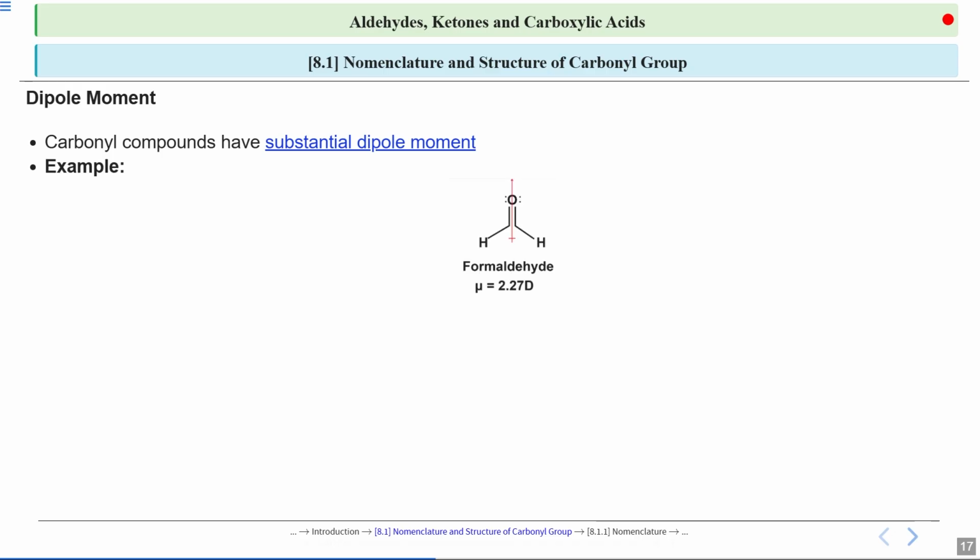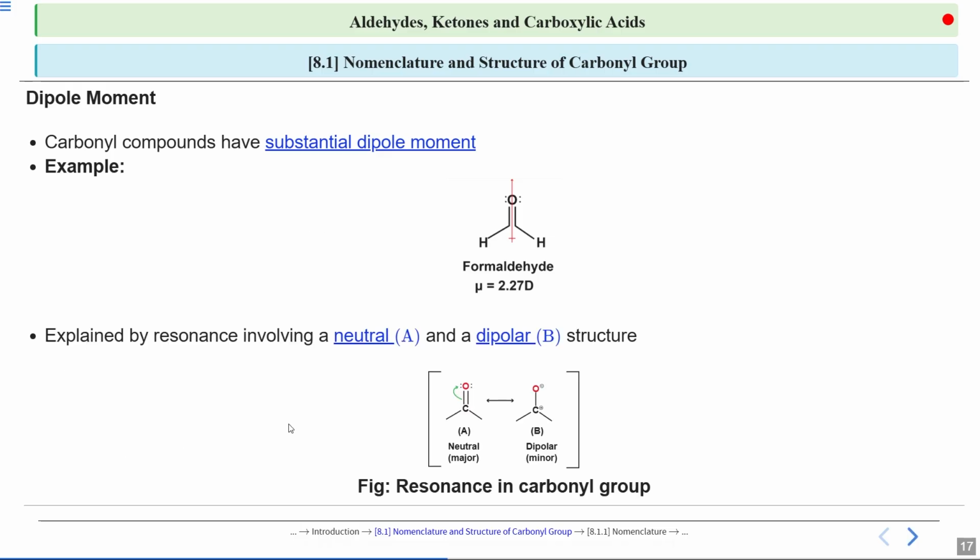If you look at this example, this is formaldehyde, which is an aldehyde. The dipole moment over here is 2.27, because a dipole moment is created by the electronegativity difference of the oxygen and the carbon. So this explains why they have a higher boiling point than non-polar molecules of similar molecular mass.